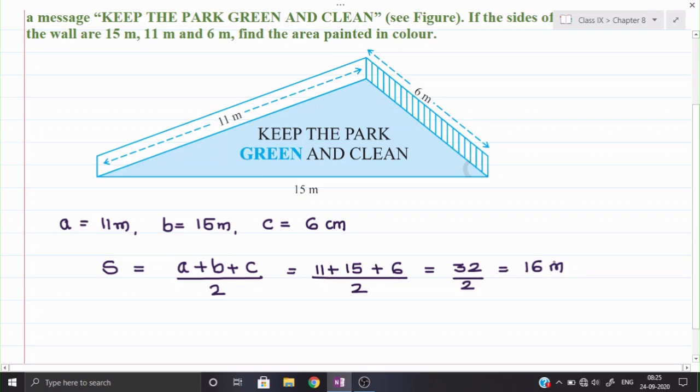Now one thing to remember: the value of the semi perimeter cannot be equal to or less than any of the three sides mentioned to us. For example, here you see the value of the semi perimeter is 16 meter, and 16 is greater than all three sides, 11, 15 and 6 meter.